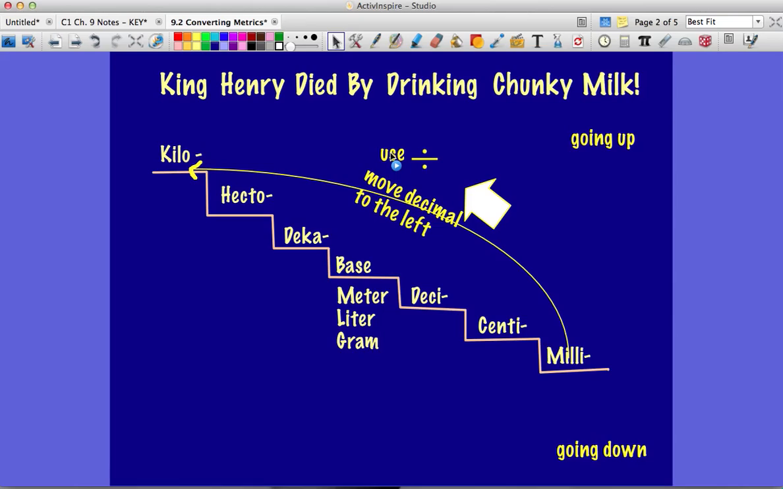When we use division, what we're actually doing is moving the decimal to the left. Because each of these is base 10, we can make it simple on ourselves and just move the decimal based on how many steps we're moving.